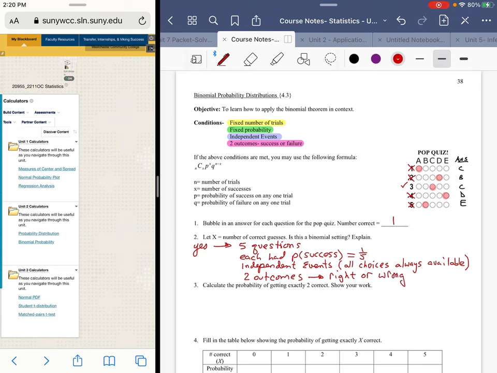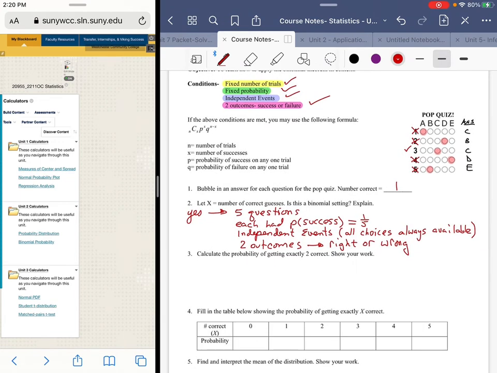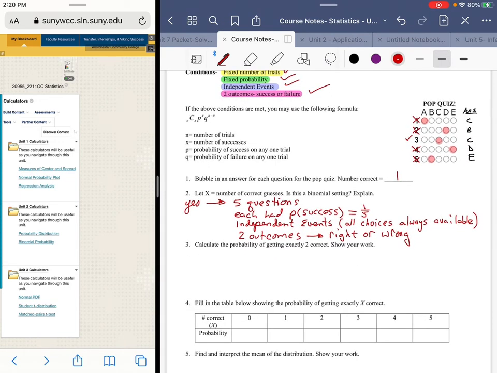All right. So because all 4 of these conditions, 1, 2, 3, and 4, are all satisfied, we know that we're dealing with a binomial distribution. Now it says calculate the probability of getting exactly 2 questions correct. Show your work. This is where things get interesting, because there's a couple of ways we can handle this.